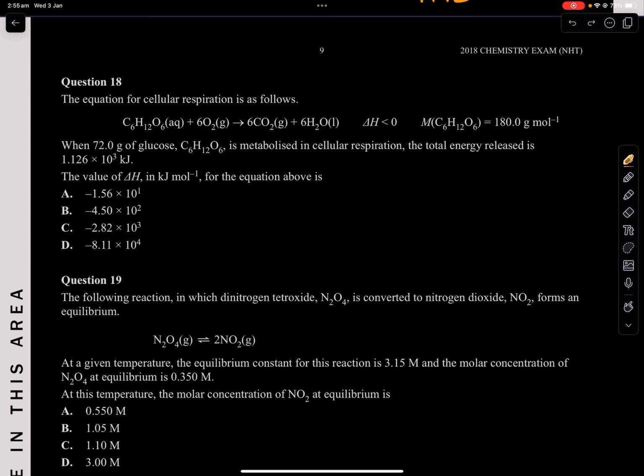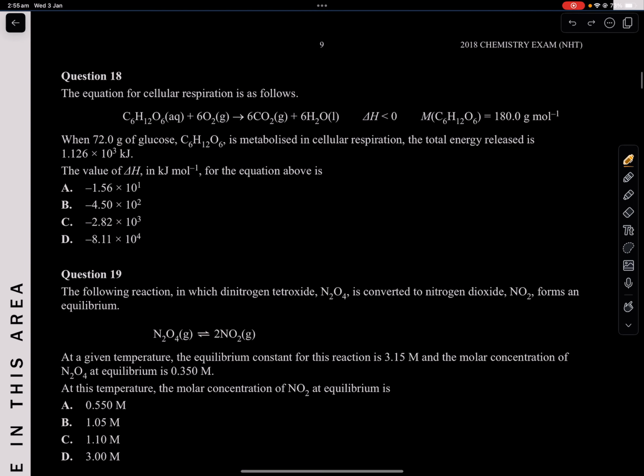Well, the change in H is measured in kilojoules per mole, so using this formula, kilojoules per mole gives our change in H. So what's the energy? We need energy in terms of kilojoules. We know that when 72 grams of glucose is metabolized, there is a total energy of this many kilojoules released. So we can write change in H as 1.126 times 10 to the power 3 divided by, in terms of mole, what is the mole of glucose?